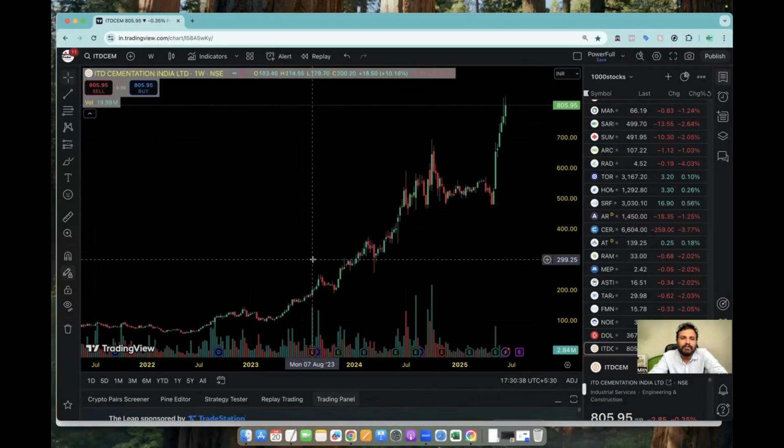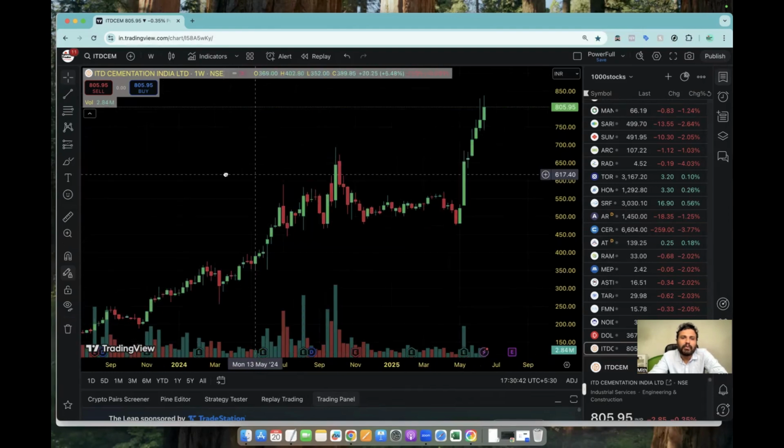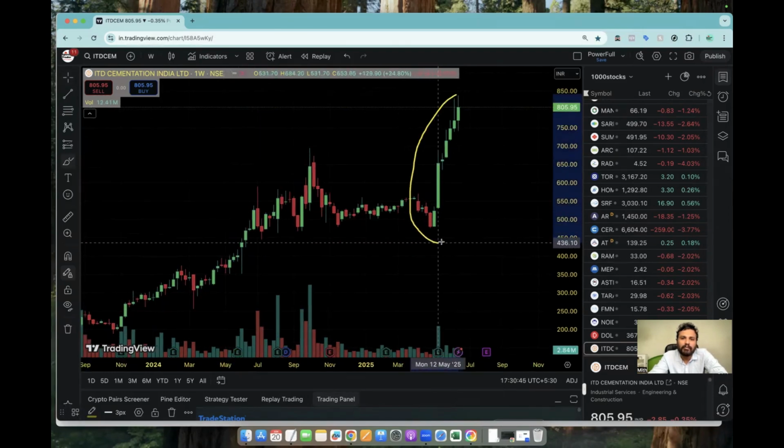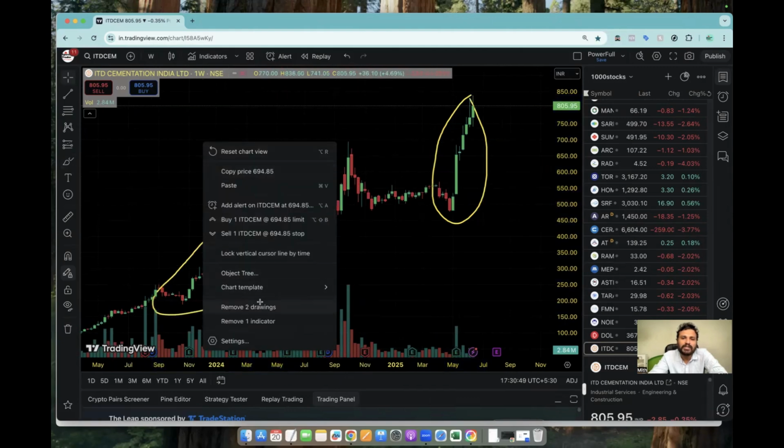For me, what I need is a proper momentum in the stock. The past behavior should be good. For example, if you look at this particular stock, ITD Cement, this is a proven momentum, right? I need a proven momentum in the stock. I don't need a choppy stock.